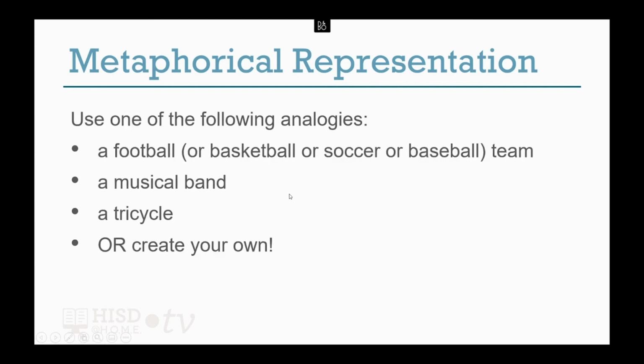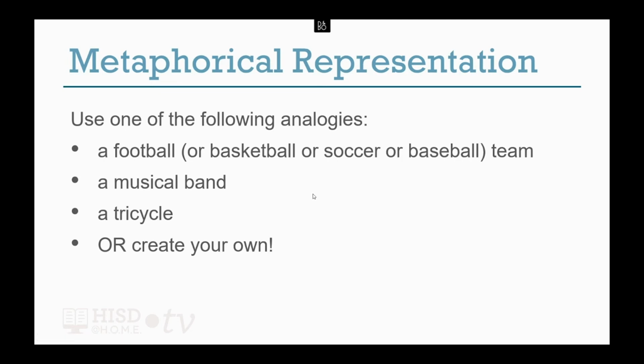So here are some ideas that you could use for your metaphors. You could explain the separation of powers as a football or another sports team. You could explain it as a band, maybe a tricycle, right? Tri means three, it has 3 wheels. Or you could create your own example. All right, so this could be a little bit tricky.